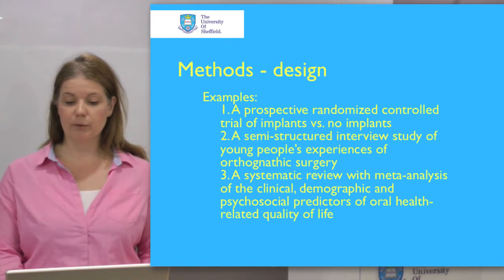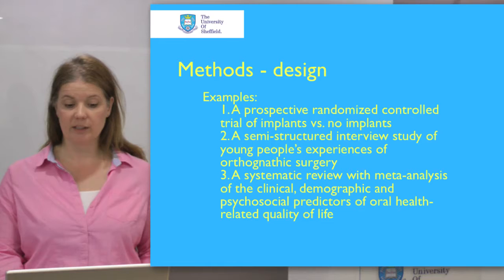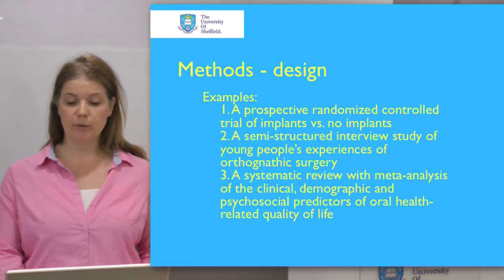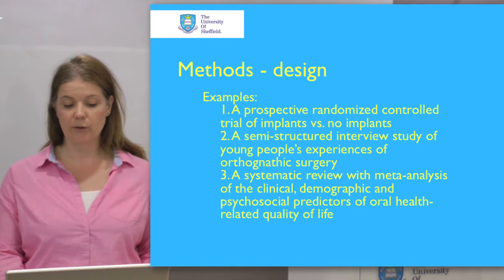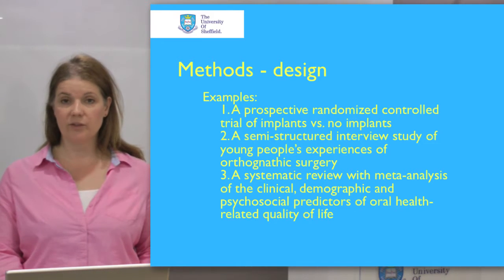Here are some examples. When you're writing a protocol, these are the kinds of wording that you would use. So you would just very succinctly give a sentence on what the design of your study is. So a prospective randomised controlled trial of implants versus no implants, so that's the design. Or it may be a systematic review with meta-analysis of the clinical, demographic and psychosocial predictors of oral health quality of life. So you've got one sentence on the actual study design.